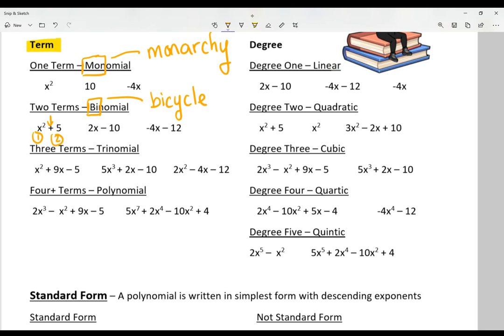If it has three terms, term 1, term 2, term 3, separated by addition and subtraction, we call it a trinomial. Another word that has tri, I think tricycle. It has three wheels. And last but not least, if it has four or more terms, in this case, this one has 4, we call it a polynomial. And poly just means many. I think of the word polygon, which is just a shape with many sides.